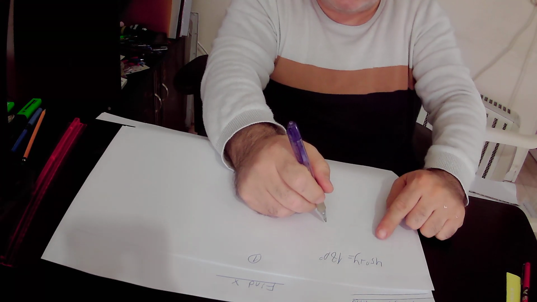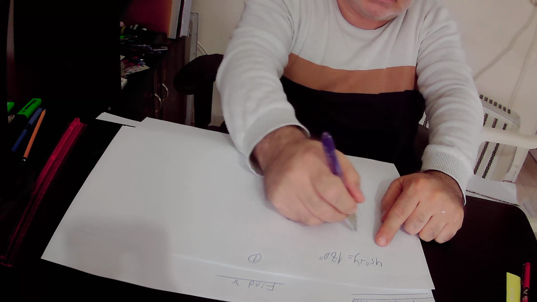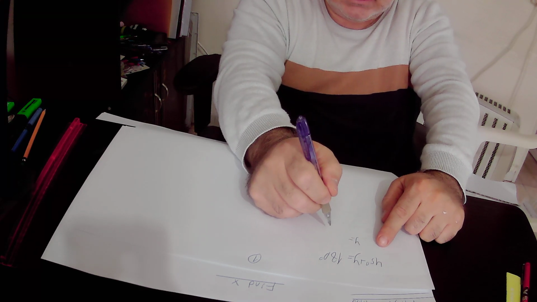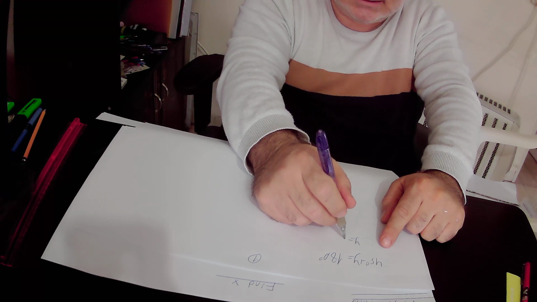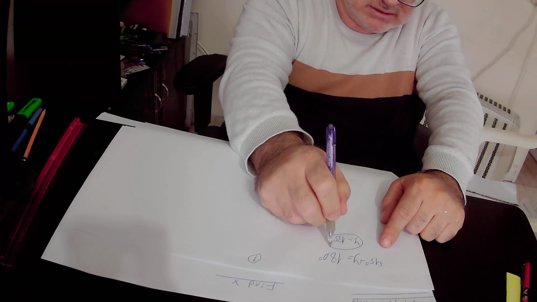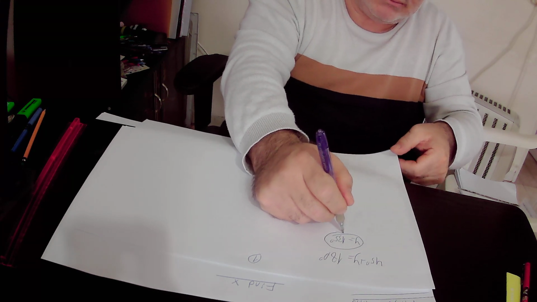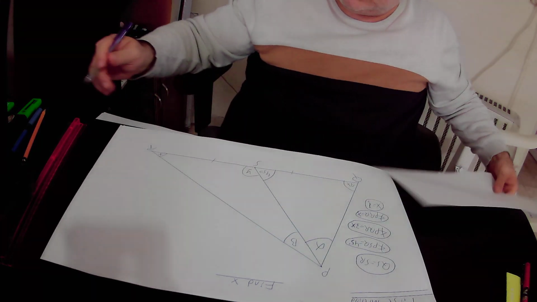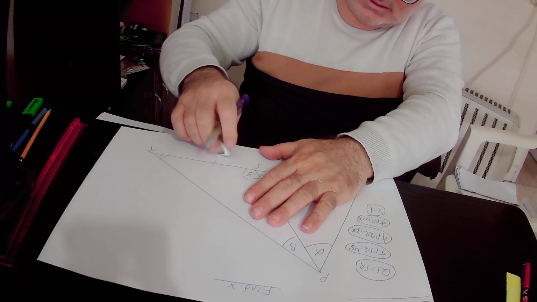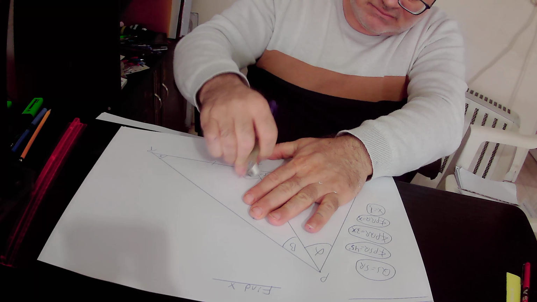Here we will subtract 45 degrees from this equation, and we will get that y equals 180 degrees minus 45 degrees, which is equal to 135 degrees. So we found out that angle y equals 135 degrees. So we can substitute angle y by 135 degrees.